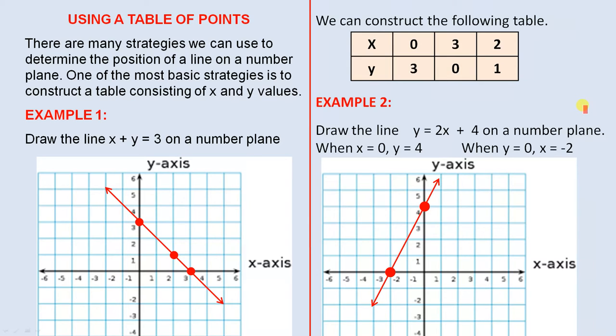For example 2, draw the line y equals 2x plus 4 on a number plane. Another little strategy you could use is to let each of these variables be 0 and see what happens. If we let x equals 0, that gives us y equals 4. So 0, 4 is 1 point. When y equals 0, x is minus 2. So minus 2, 0 is another point. When you plot each of those points and join them together, that is the line we're after.